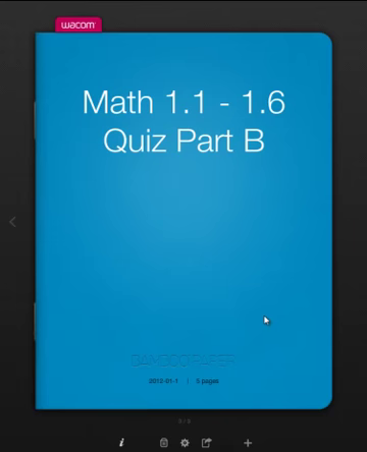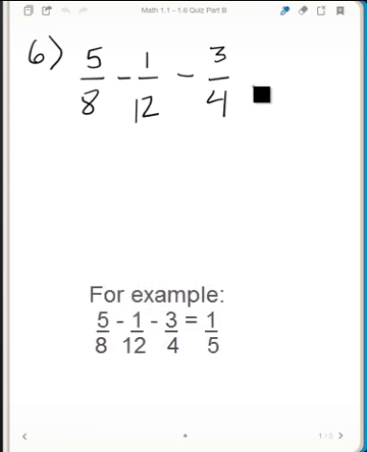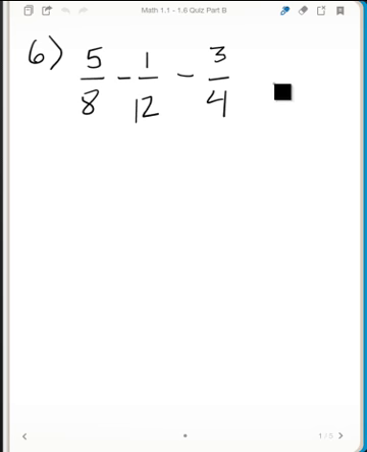Alright, so this is a continuation of the quiz Math 1.1 to 1.6, Part B. So here I have 5 over 8 minus 1/12 minus 3/4. Now notice that there's no equal sign or less than or greater than sign here, so it's not a full equation. So with that, I can't multiply everything by a certain number in order to cancel out these denominators.